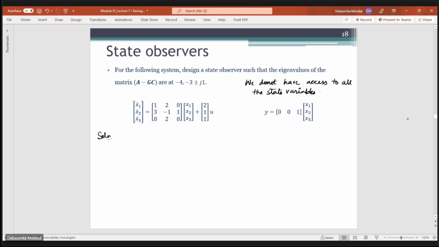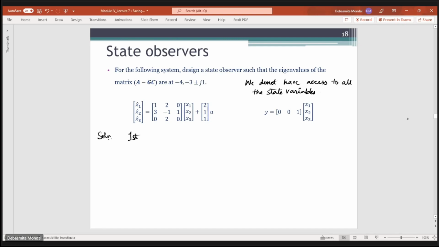The given criteria is that the eigenvalues of the matrix A minus GC should be at -4 for one, and the other two should be -3 plus minus j1. In order to design a state observer, the first thing we need to check is whether the system is completely observable or not.